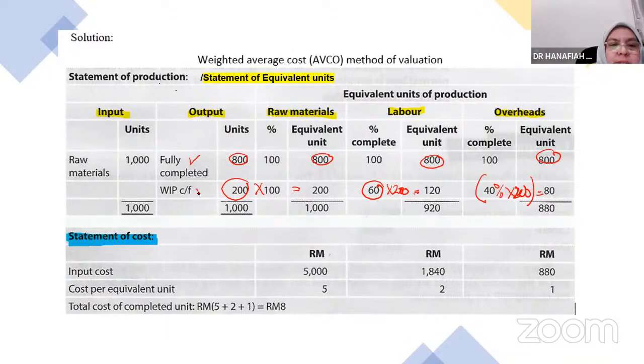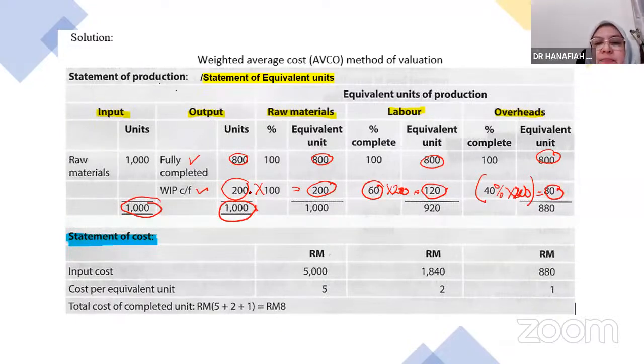The work in progress here: 200, 120, and 80. So you have to total it and it should be equal to the 1000. All right. So now 800 plus 200, you have the output of 1000.